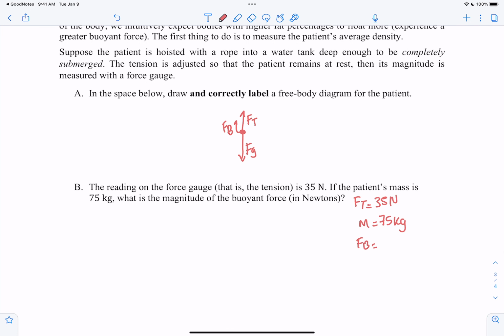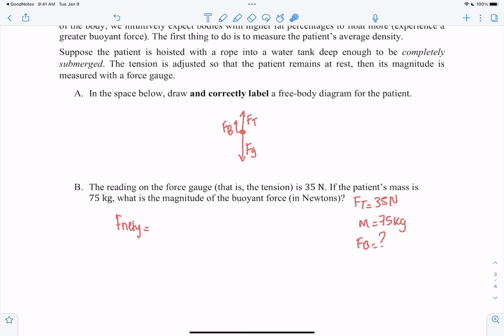So now that we're trying to figure out our buoyancy force, what can we do to figure that out? What are we going to do to calculate the buoyancy force? What do we need to set up? F net, right? An F net equation, and that should be in the y direction. Those are the only forces that we have.